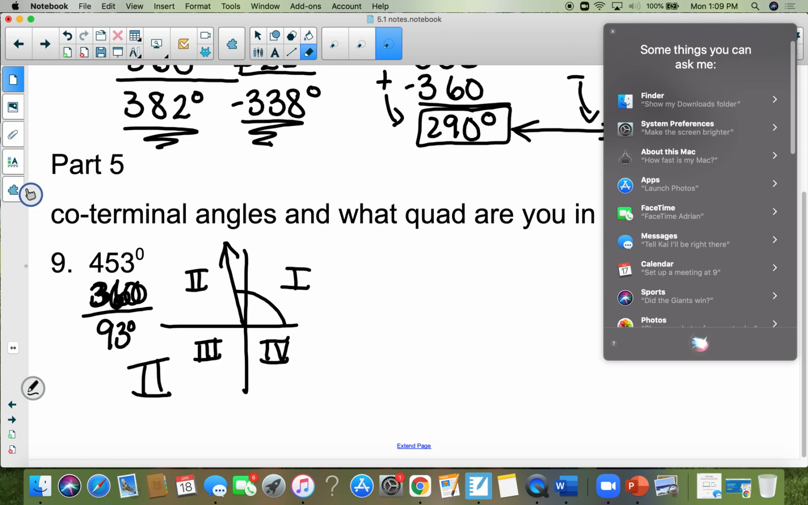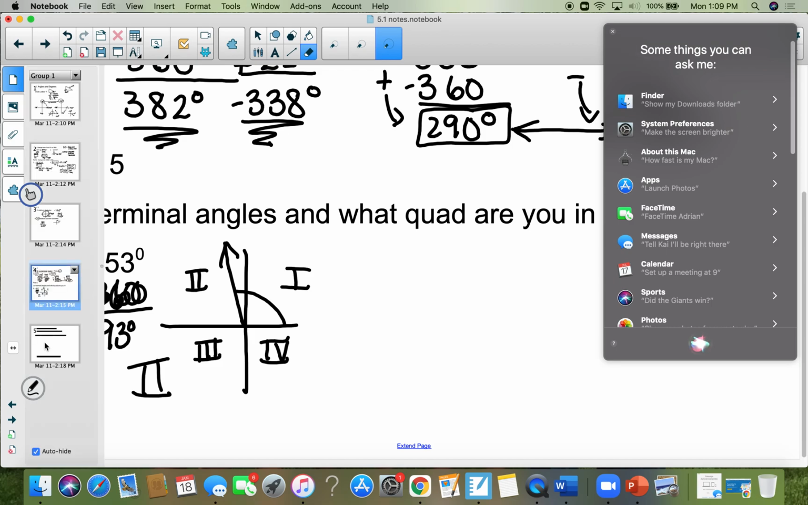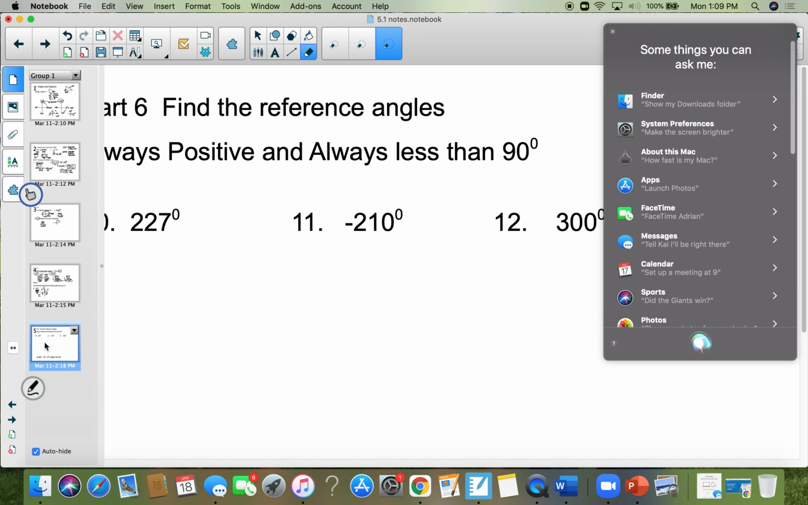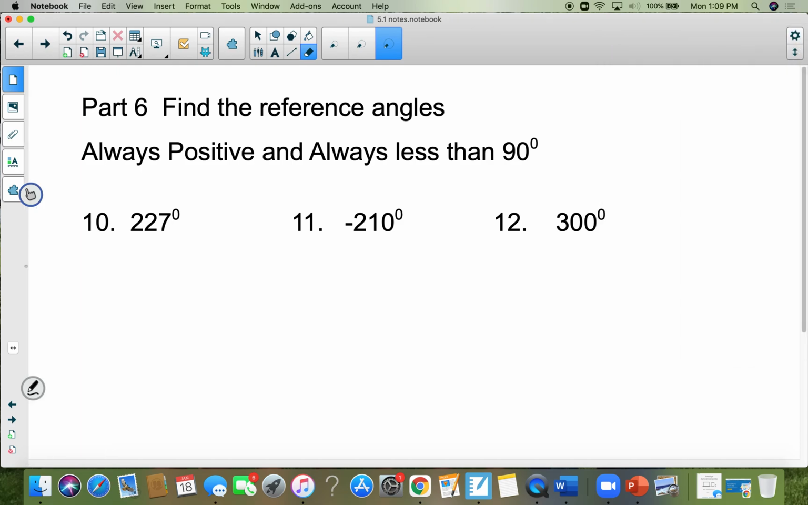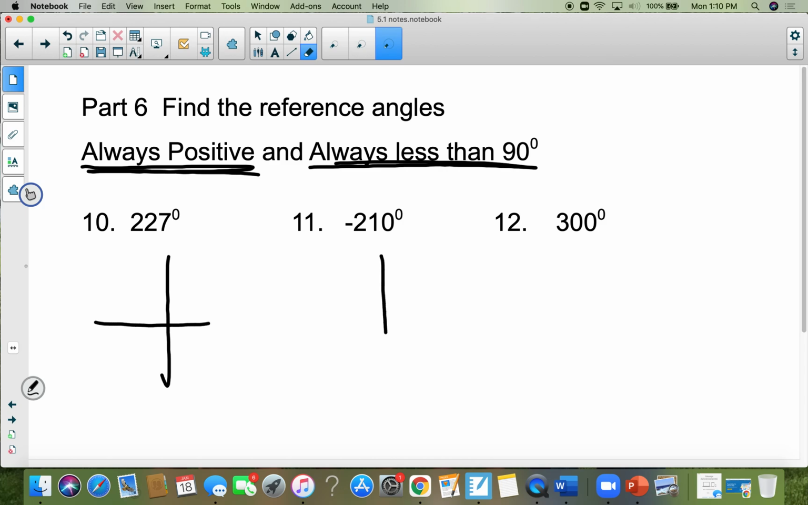Okay, next page, last page of notes. Find the reference angles. This leads on to the next chapter. A reference angle is always positive. Remember that a reference angle is always positive and it's always less than 90 degrees. So all you're going to do is 10, 11, and 12. You're going to draw yourself a little picture.